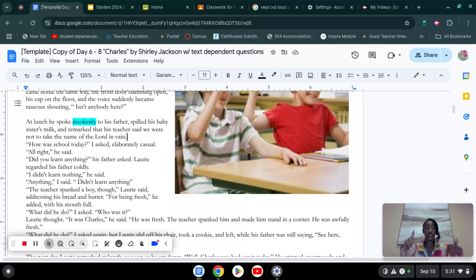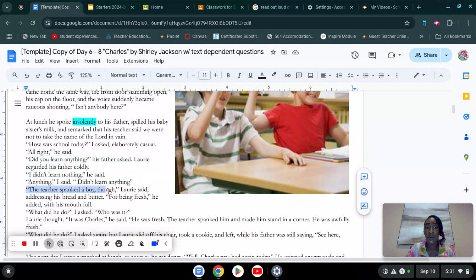So Laurie is slamming doors, he's hollering and yelling at everybody, and now he's being rude to his dad. And then he's spilling his baby sister's milk. "How was school today?" I asked, elaborately casual. That means she's like, yeah, how was school? She's trying to pull information out of him. She's like, tell me about it. "Did you learn anything?" his father asked. Laurie regarded his father coldly. "I didn't learn nothing," he said. "Anything," I said. "Didn't learn anything."